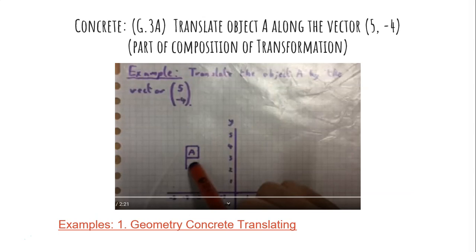Let's take a moment to view a concrete example of translating an object along a vector, part of a composition of a transformation. Pause the video now and view number 1, Geometry Concrete Translating, in the Google Classroom.